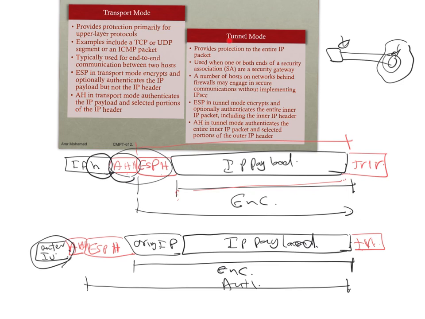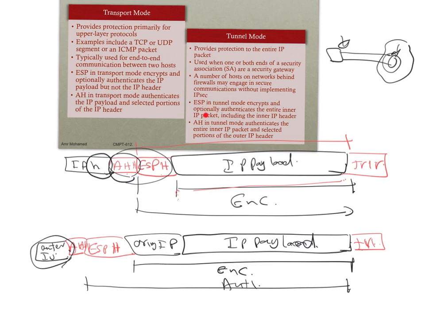Okay, the tunnel mode provides protection for the entire IP packet, including the original IP header. So even the source and the destination IPs are not seen by anyone. A number of hosts on the networks behind the firewall may engage in secure communication without implementing IPsec. So if I provide a tunnel mode, all the traffic coming into the tunnel, they don't actually see that there is a tunnel. They don't need to know, right? So it provides seamless protection for all the traffic that is coming through the tunnel.